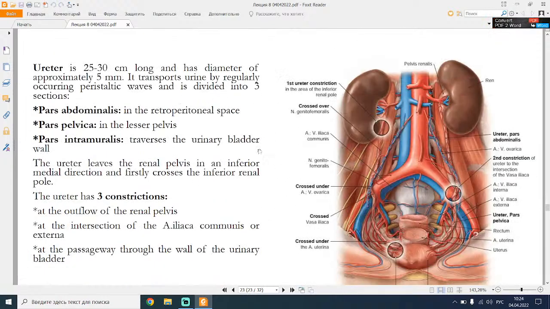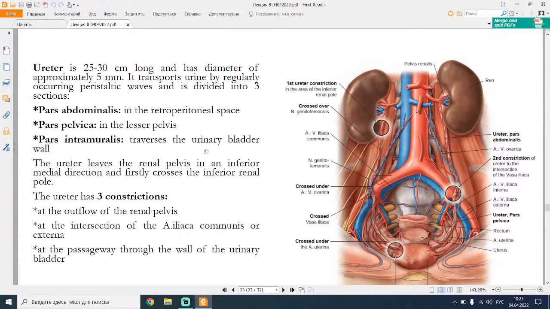Ureter is 25-30 centimeters long. It has a diameter of approximately 5 millimeters. It transports urine by regularly occurring peristaltic waves.